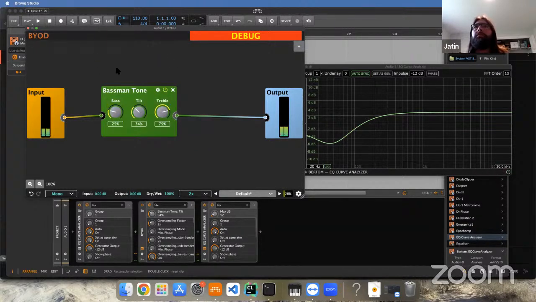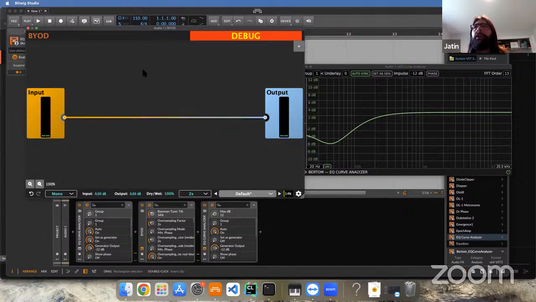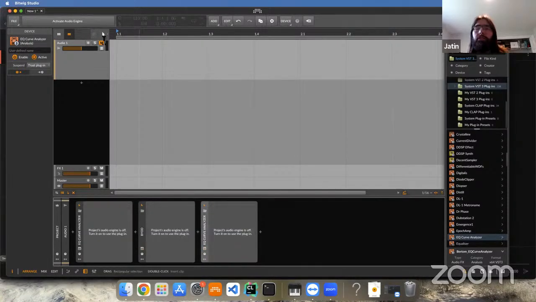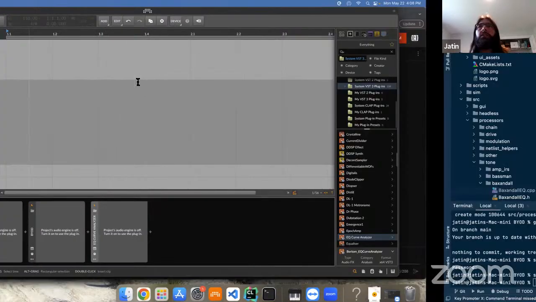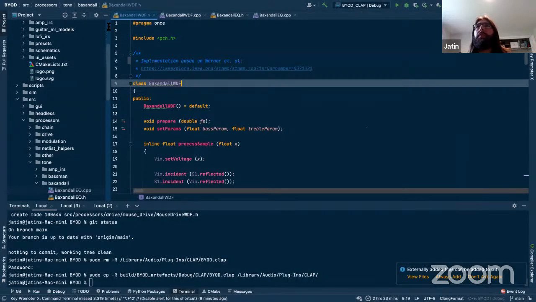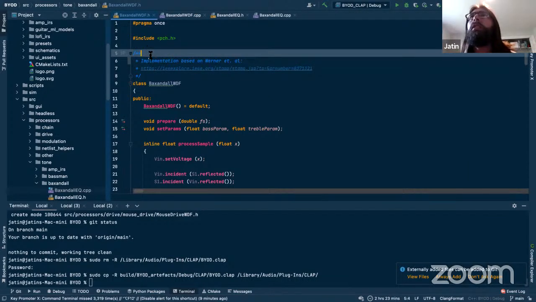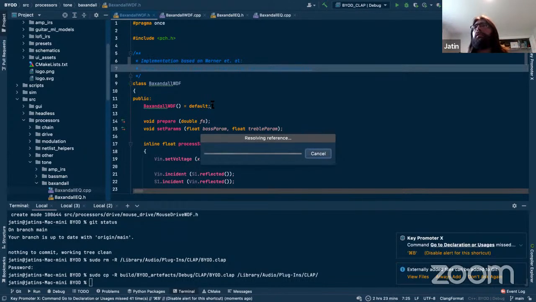So let's go back to nothing here. I think the first circuit I was going to do is the Baxandall EQ circuit that I've been working on. And let's see, I've got this link here. Is it trying to go? Okay.